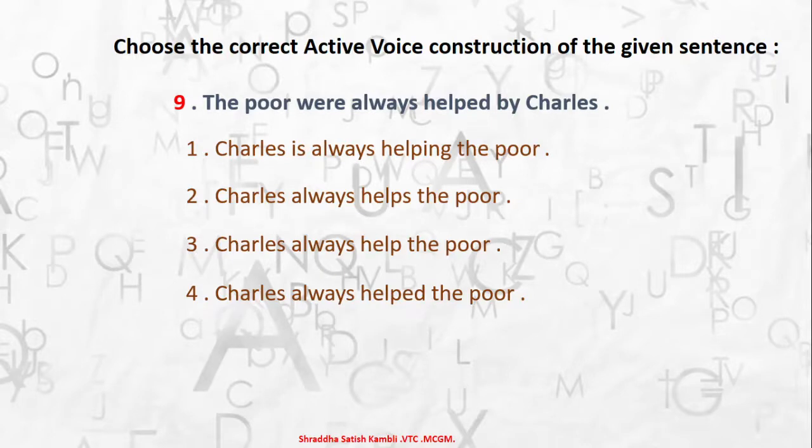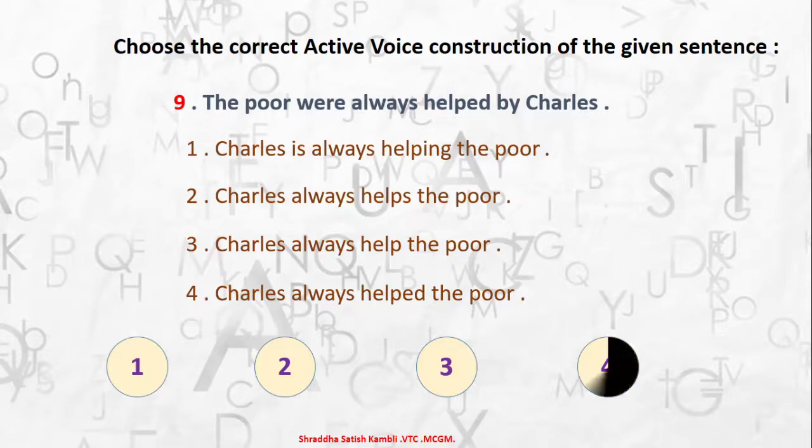Charles always helped the poor. So again, I will advise you to keep an eye on the tense of the verb. Okay? And then select an answer. So which one is the right answer according to you? Is it 1, 2, 3 or 4? It is the fourth one. Charles always helped the poor. The poor were always helped by Charles.